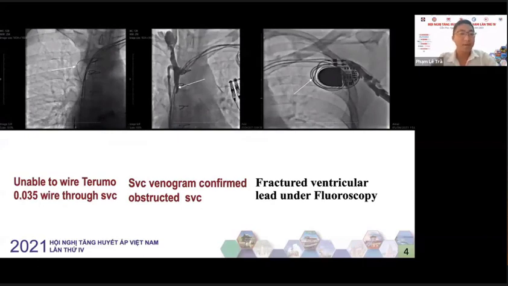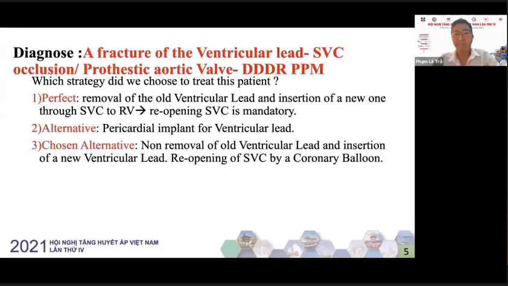So under fluoroscopy, in the left picture, we cannot wire through the SVC. In the middle picture, the SVC venogram with contrast confirmed an obstructed SVC. And in the right picture, the fractured ventricular lead under fluoroscopy. So the diagnosis is a fracture of the ventricular lead, SVC occlusion, prosthetic aortic valve, DDDR PPM.